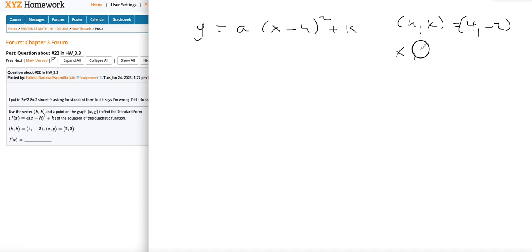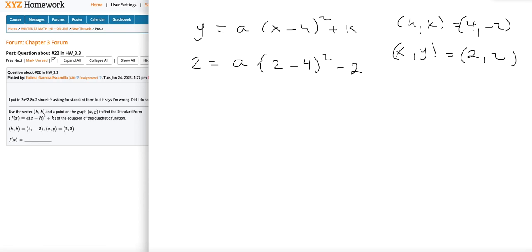And then they gave me a point x, y, which we can plug in right there for the x's and the y's, of 2, 2. So we know it goes through this point, and we know its vertex is this. So with that, that gives me 4 of those 5 letters, and it's going to let me solve for a. So let me show that. y was 2 equals a, what we're trying to figure out, x was also 2 minus h was 4, and then k was -2, so I'll just write that as -2. And now I just have a one variable equation and I can solve for the a.